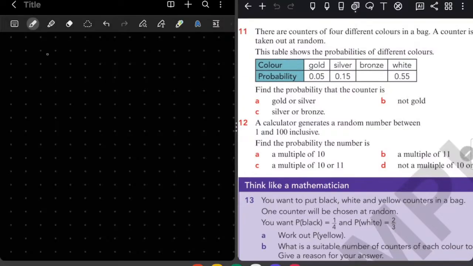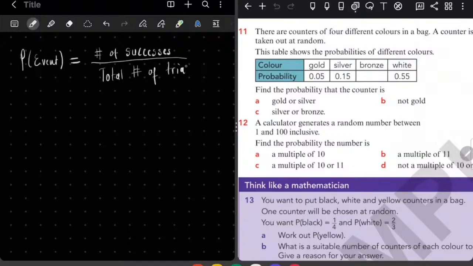So now, remember that when you do probability, there are 3 ways. The first one is to say probability of an event will be equal to what? The number of successes over the total number of trials. Okay? Remember this, boys, as the first method of probability.